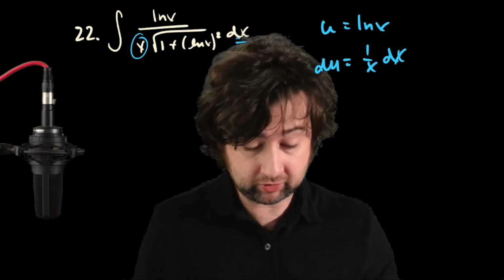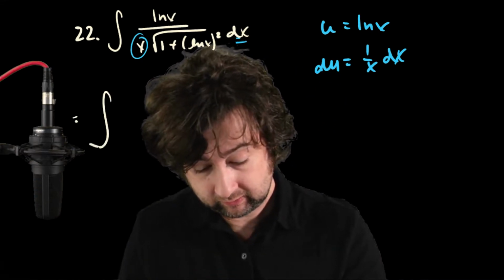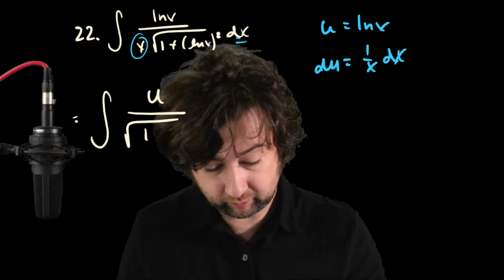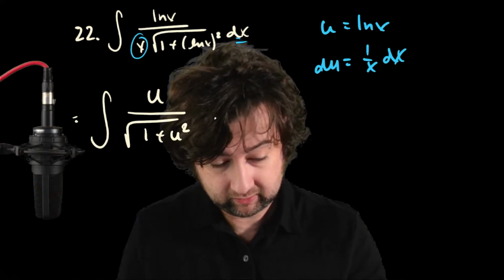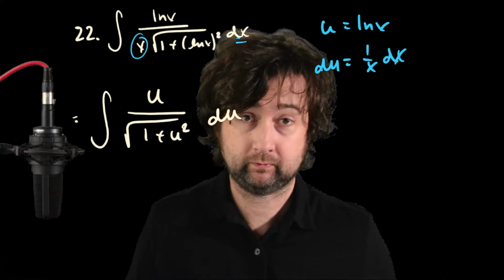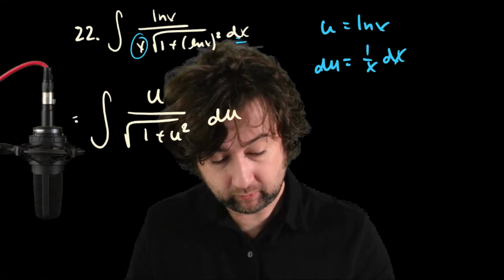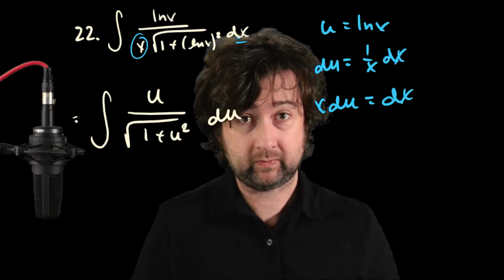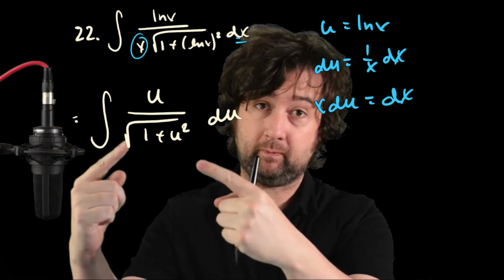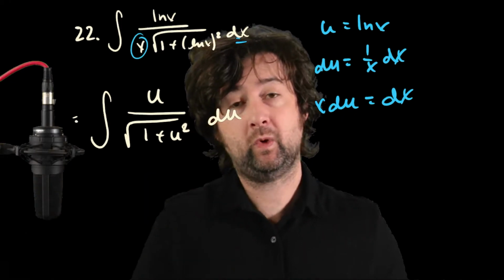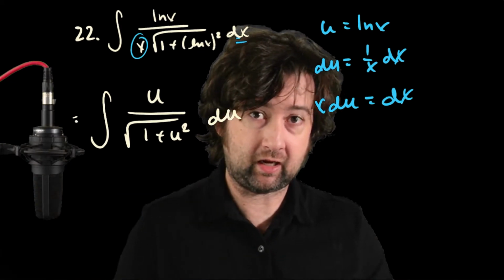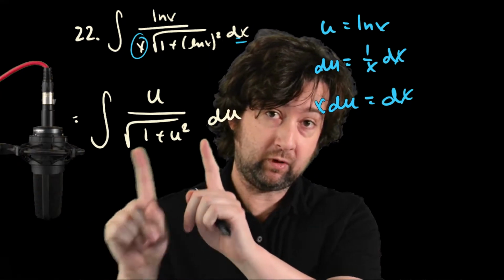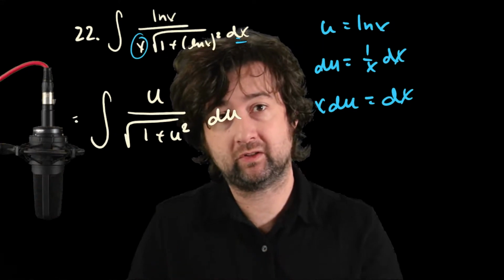So with this substitution, this problem becomes the integral of u over the square root of 1 plus u squared du, because dx is equal to x du, which cancels the x's out. So a u substitution gets us into this form. Now you think to yourself, okay, what can I do? It looks like a trig substitution now, because now I've got the form on the bottom where I've got this radical and I have the 1 plus u squared, so let's just do an inverse tangent substitution.